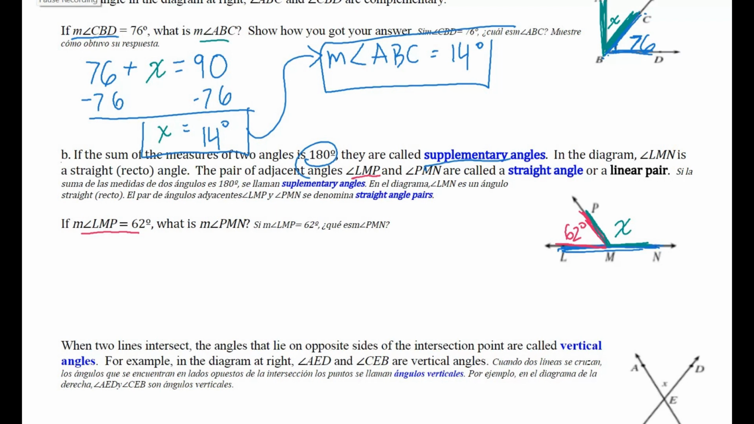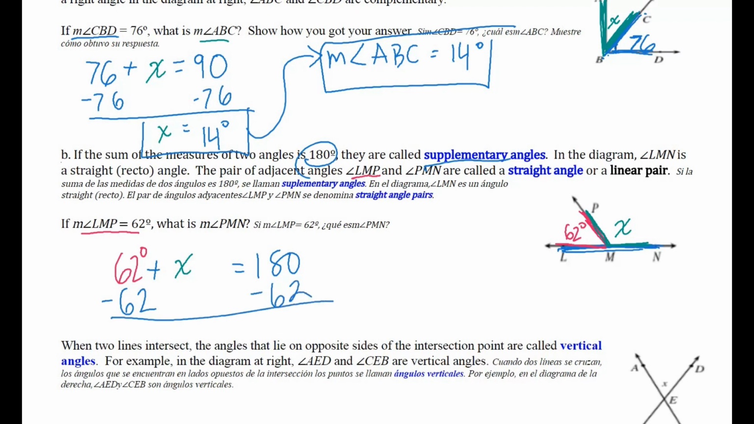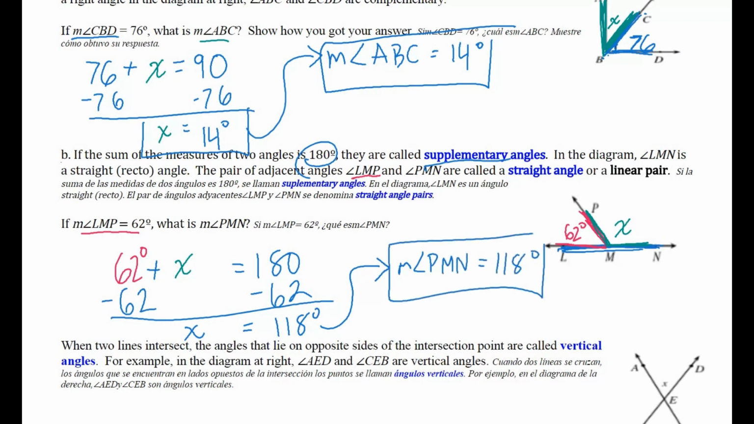Now I know that combined, the two angles must equal 180 because they fall along a straight line when you put them together. So I have 62 degrees plus X equals 180. And I'll subtract 62 from both sides, which gets me X is equal to 118 degrees. Therefore, the measure of angle PMN is 118 degrees.